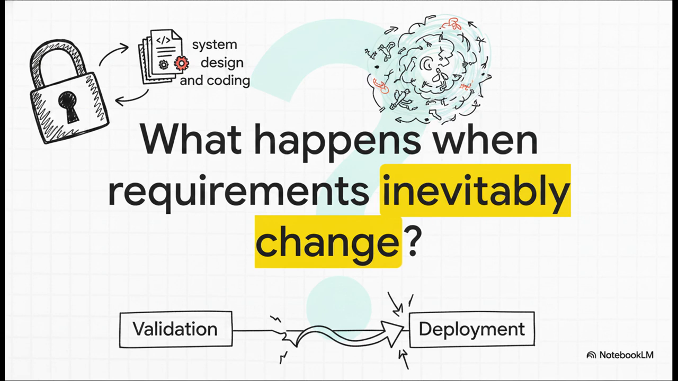So I want to leave you with a bit of a provocative question to tee up our next syllabus topic. What happens when requirements inevitably change after the validation gate is already closed? How on earth do we manage that kind of chaos? Think about that for a bit, and we will explore the answers in our next explainer on requirements change.